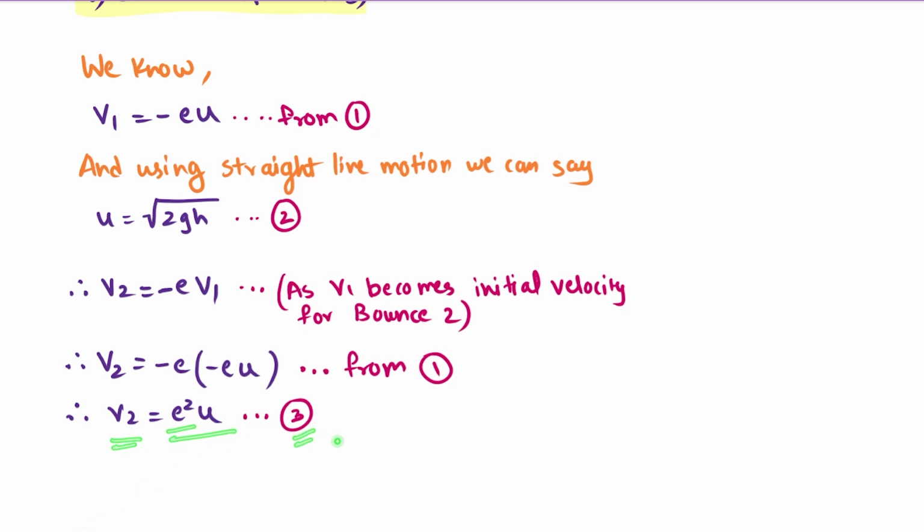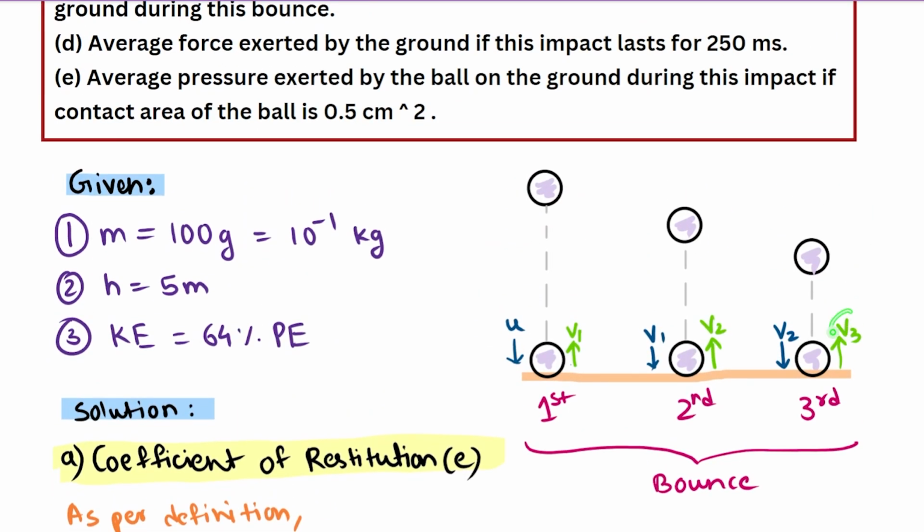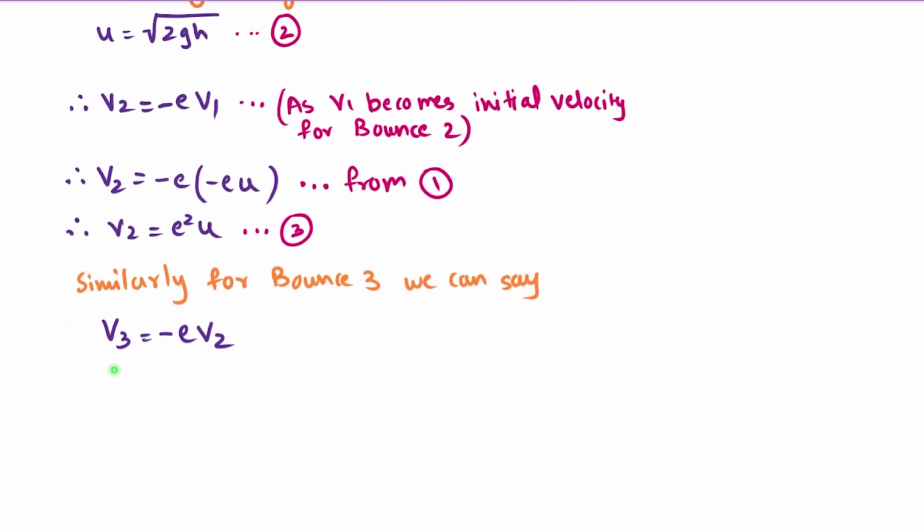Let this be our equation number 3. Now, as we did for the second bounce, if we were to calculate for the third bounce, we can say v3 is equal to minus e into v2, because in the third bounce, v3 is now the speed of separation and v2 is now the speed of approach. So we get an expression for v3 in terms of e, which is the coefficient of restitution, and v2, which is the approaching speed in this case. Now, if we substitute this value of v2 in this expression, we would get minus e into e square into u. Therefore, v3 finally can be said as minus e cube into u. This is the value of v3.